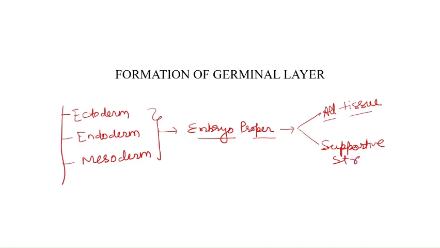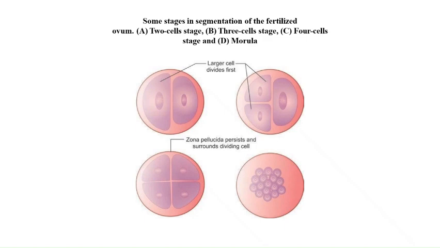supportive structures to the developing fetus which help in acquiring the nutrition. So in this lecture, we are going to learn about the formation of these three germinal layers. As you can see in this picture, after fertilization, zygote is formed. Zygote is a single-celled structure.